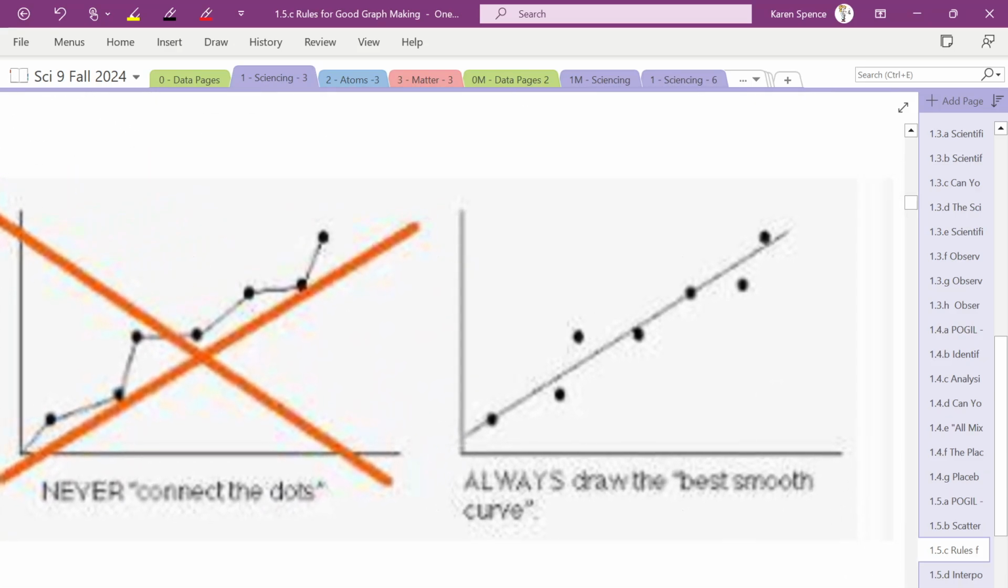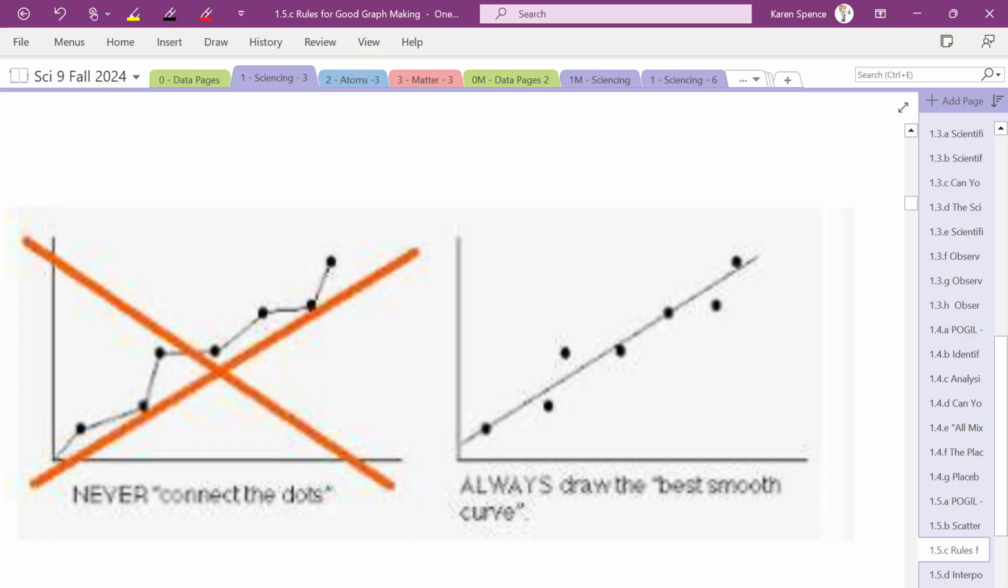And you already know, do not play connect the dots. Always draw a trend line, okay? And you'll use a ruler for that. Unless it's a curve, I'll show you what to do if we have a curve.